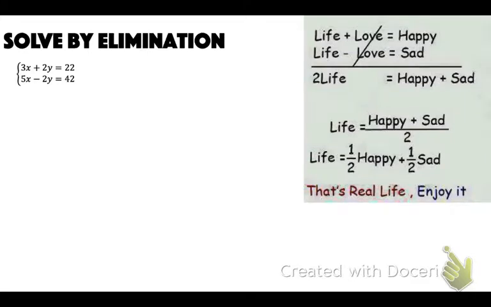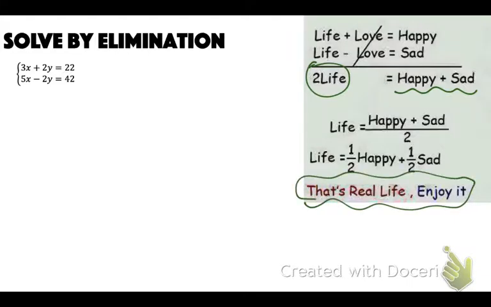Oh, here's just a little, let's talk through this elimination thing over here. So we have life plus love equals happy, and life minus love equals sad. Now, I'm not saying love is everything, but, well, see how we can eliminate the love. So love is gone out of our lives. Well, life plus life equals 2 life, and happy plus sad equals happy plus sad. And then if you divide it by 2, you get half of happy and half of sad, and that's real life. Kind of true. Life has a lot of ups and downs.